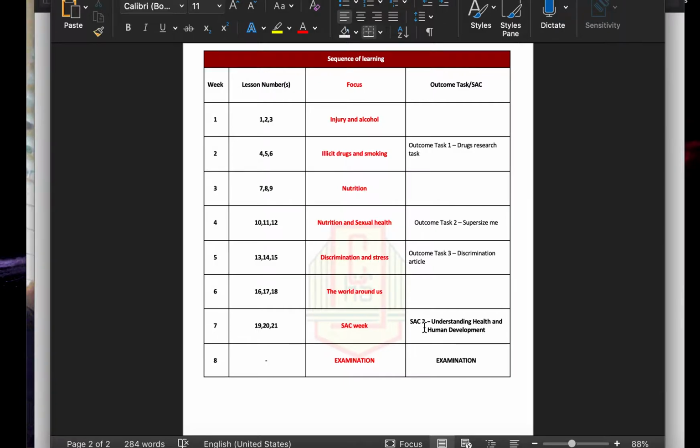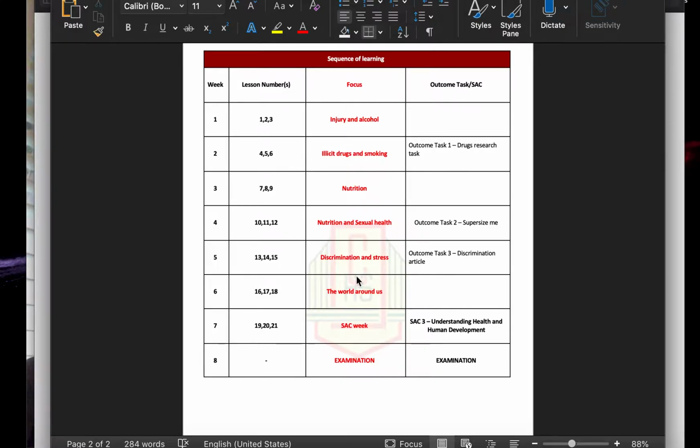But here's our weekly plan. So 3 lessons per week. We will have injury and alcohol as our focus for this week. Illicit drugs and smoking will be next week's focus, and there'll be a drugs research task, which is an outcome task, during next week's classes. Week 3 and going into week 4 is quite a large portion of nutrition, and we will also finish that off by looking at 1 lesson around sexual health. At the end of nutrition, there is a Super Size Me task, which I'm sure is a documentary/movie that a lot of you have seen, but we'll have some time to watch it and answer some questions about it.